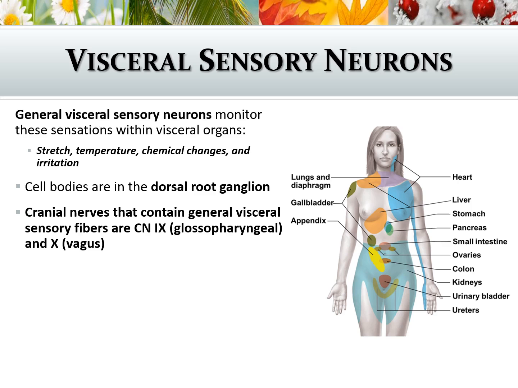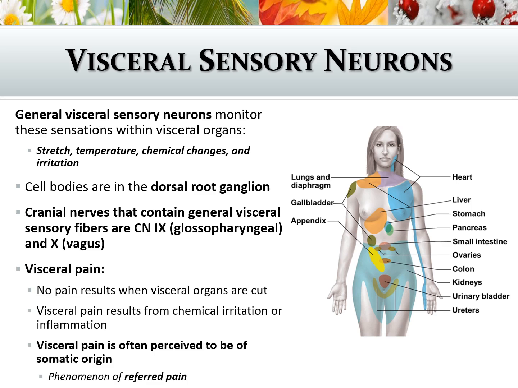So the cranial nerves that actually contain some general visceral sensory fibers are cranial nerve 9, which is our glossopharyngeal. So it's how we can sense kind of the tickling in the back of our throat as we swallow, things like that. And our vagus nerve is really the big one too for all the rest of our visceral organs. So what's really interesting about visceral sensation is we really don't sense visceral pain.